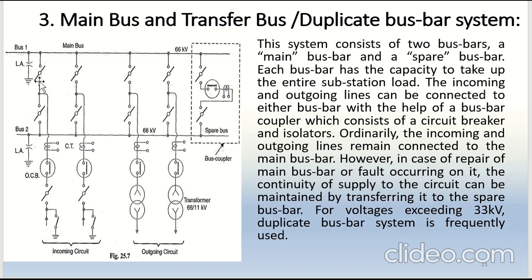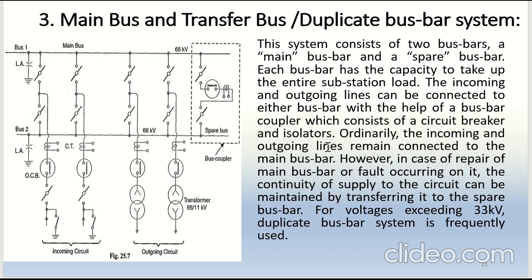The moment I close all the upper isolators, that means the main bus is functional and the load is being supplied through the main bus. But if there is any problem on the main bus, then I can easily transfer all the load through the bus coupler to that spare bus or the transfer bus, and I can still continue without any disturbance to my load. That is why it is called the duplicate bus bar scheme.